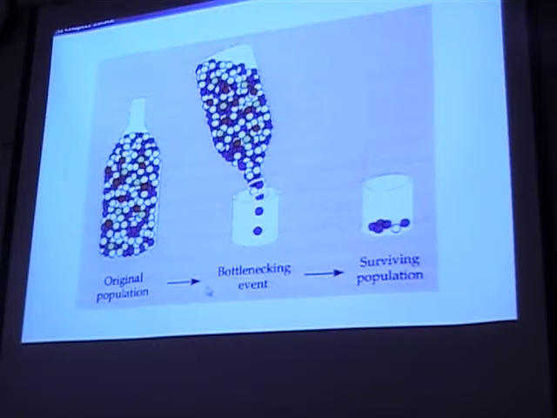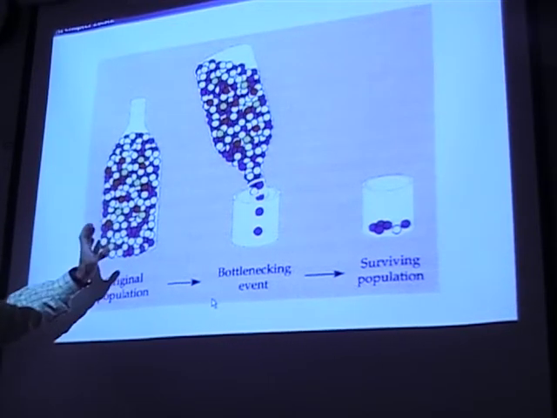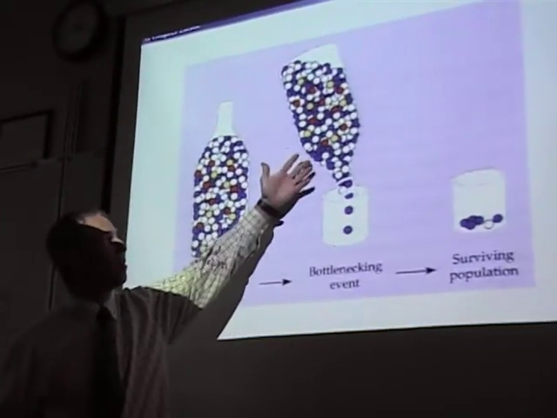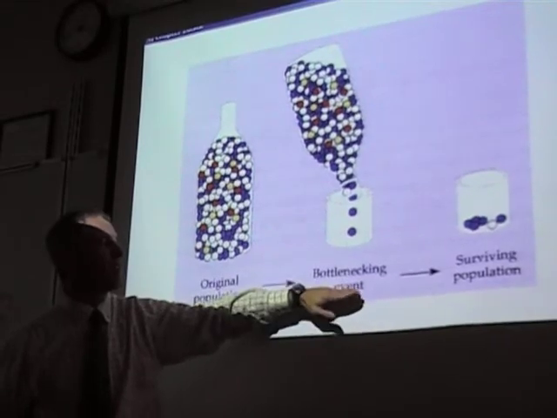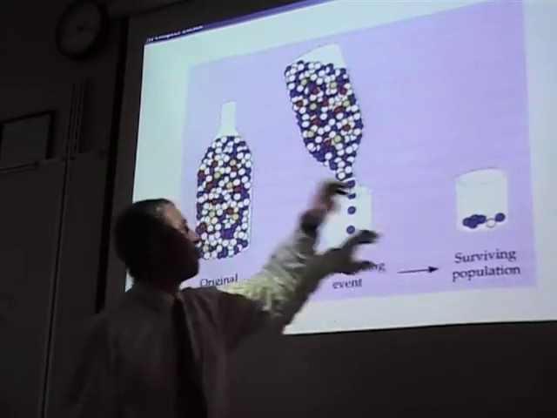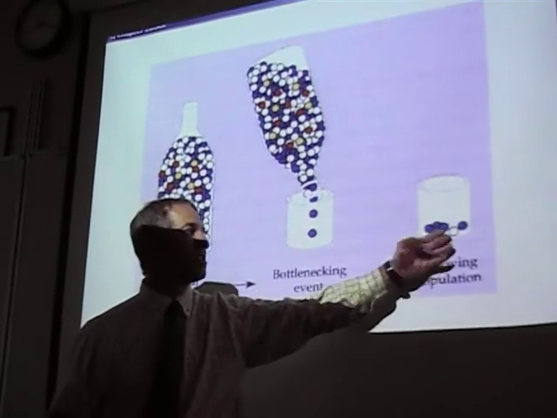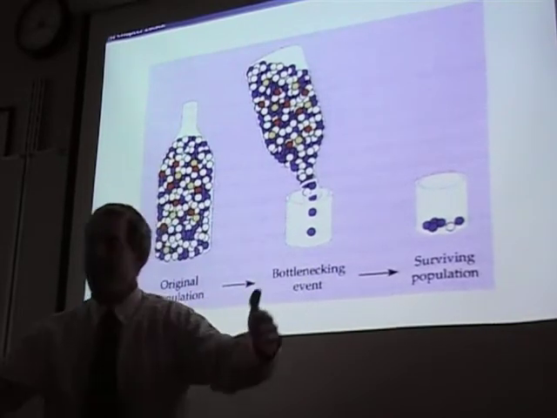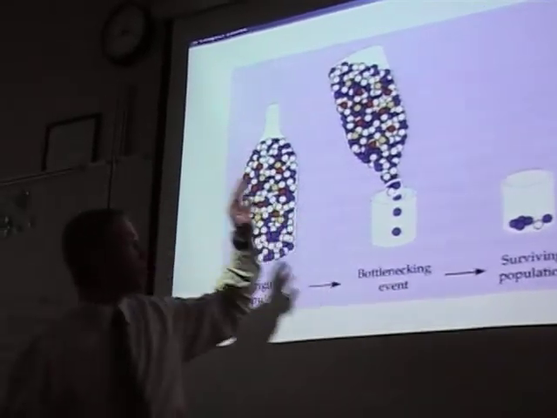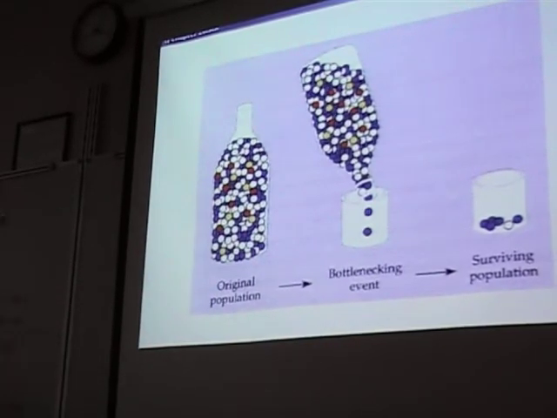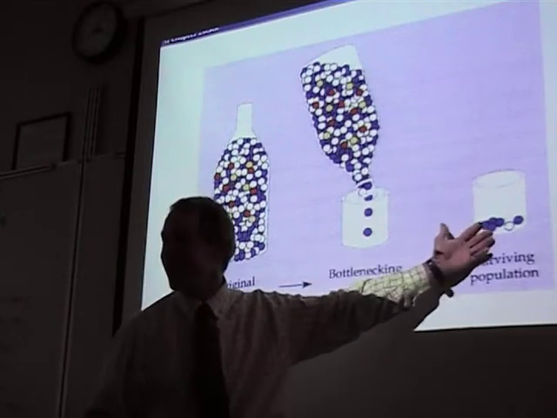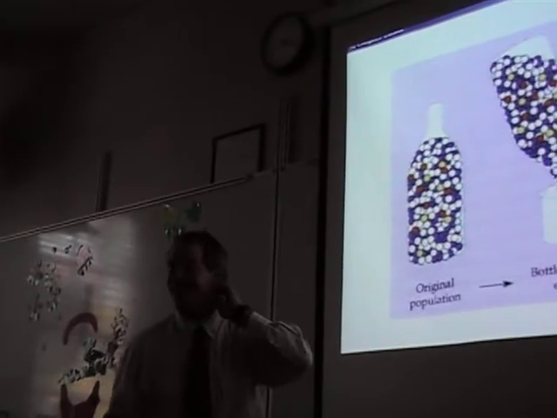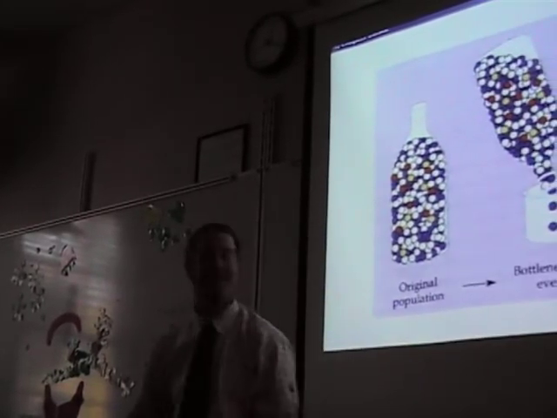And to help explain a bottlenecking event, here we have a jar of marbles, many different variations. We just pour a few marbles out of the jar. That's called a bottlenecking event. And that's like a forest fire that killed almost the whole population, and we just end up with a few surviving. Now, if these few mate with one another and the population grows back to its original size, the population is going to be different. It's going to be all blue and white, because we've lost the reds and the tans and any other colors, because only a few survived. That's called a bottlenecking event.